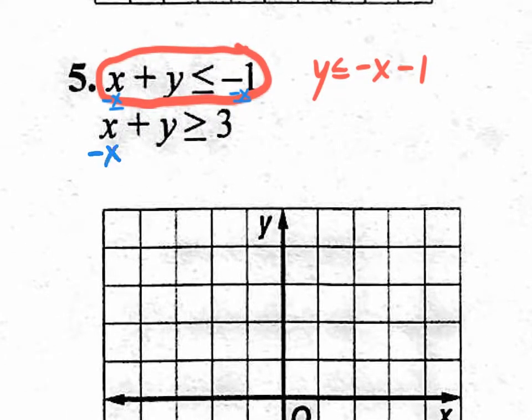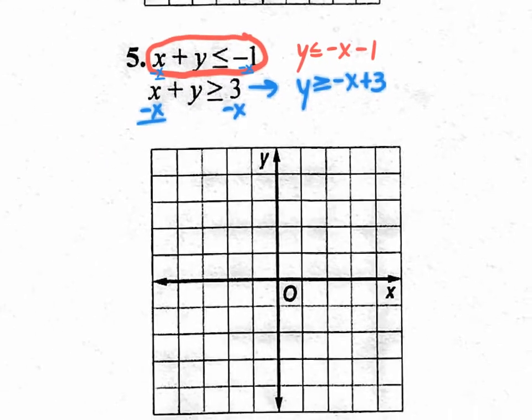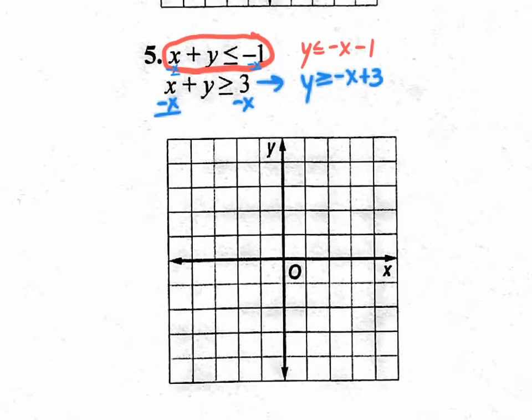I want to get rid of the x by subtracting x and subtracting x, and my new equation will be y is greater than or equal to negative x plus 3. And now we have a system of inequalities that really is ready to graph. You might have to do this on the test Friday.